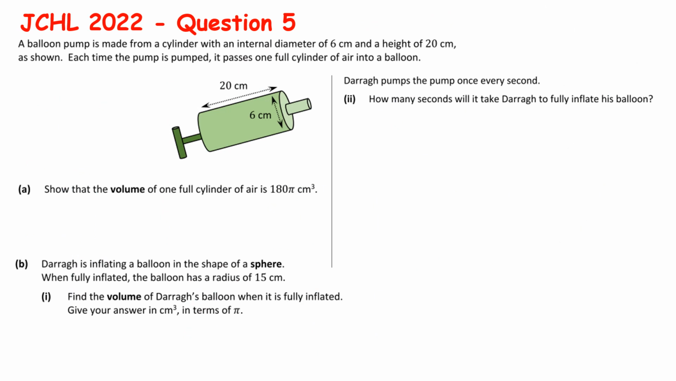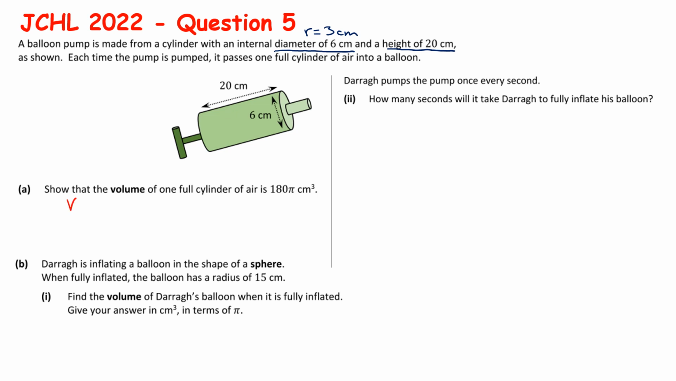Now let's look at the Junior Cycle Higher Level 2022 question, and it tells us that a balloon pump is made from a cylinder with internal diameter 6 centimeters. So as soon as we see this, hopefully we're thinking, we'll need our radius. Our radius is 3 centimeters and a height of 20 centimeters as shown. Each time the pump is pumped, it passes one full cylinder of air into a balloon. Show that the volume of one full cylinder of air is 180 pi.